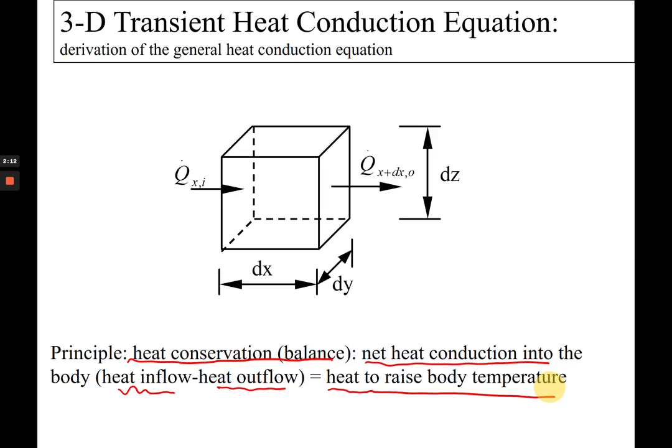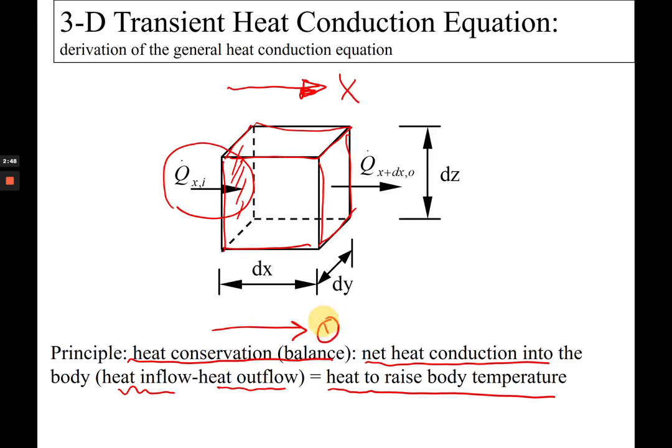So if we take an infinitesimally small block of volume from our structure, we have, say, the x direction for now, because in the y and z directions we have similar things. Let's derive the equation, or part of the equation, in the x direction. On the left-hand side, we have heat going into the body, and on the right-hand side, we have heat going out of the body.